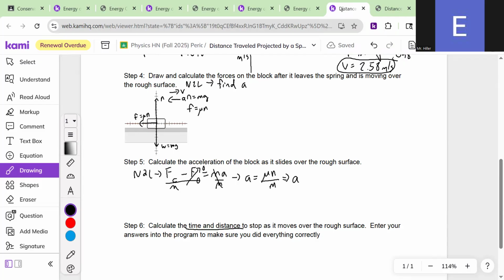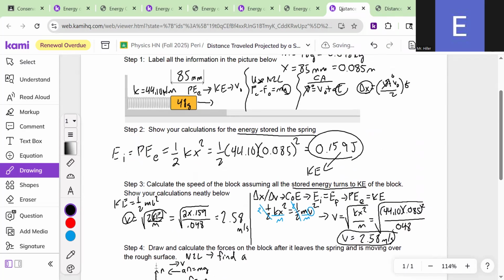But that's the same thing as mu times mg. Remember, normal force is balancing the weight, and that's divided by m. And you can see that cancels. That's just going to be a simple mu times g calculation. That's how you're going to find the acceleration.